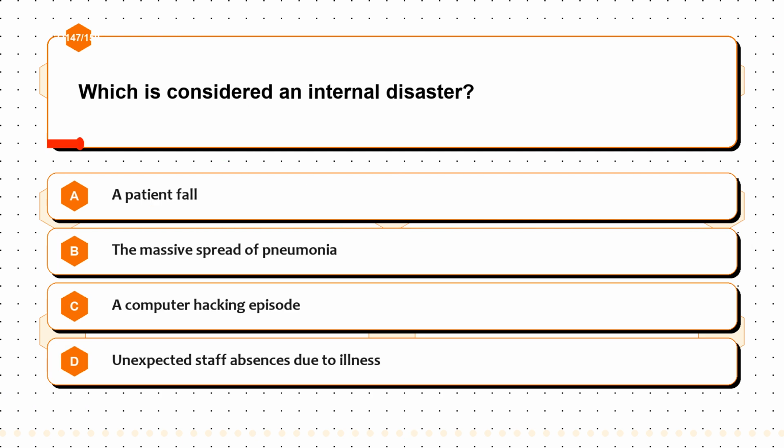Question 147. Which is considered an internal disaster? Here are the options. Option A. A patient fall. Option B. The massive spread of pneumonia. Option C. A computer hacking episode. Option D. Unexpected staff absences due to illness.